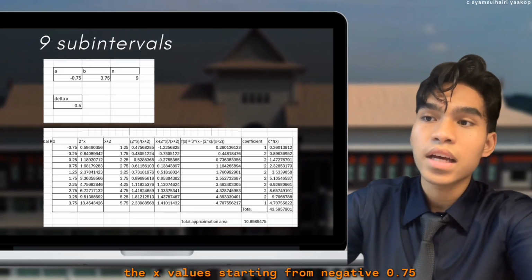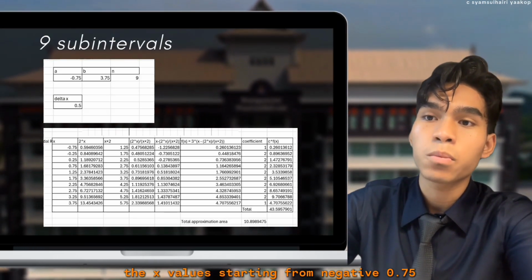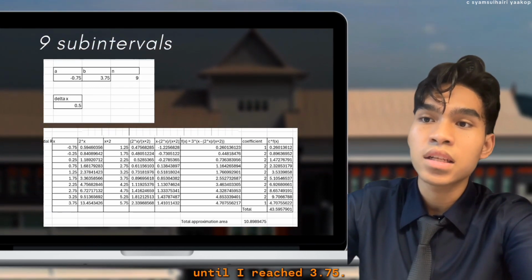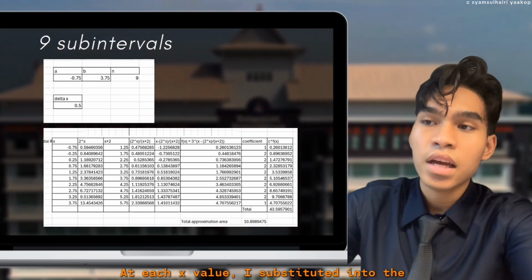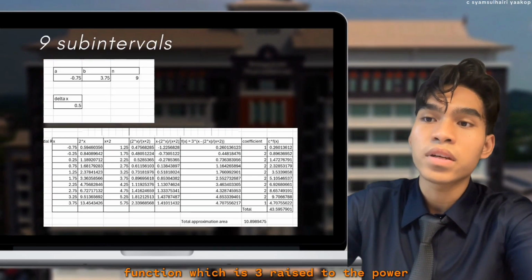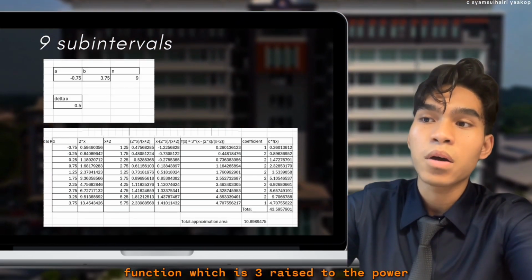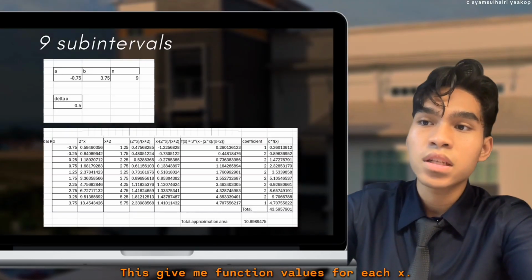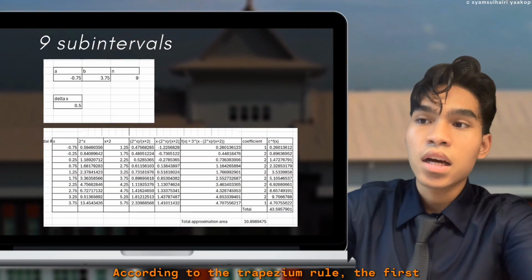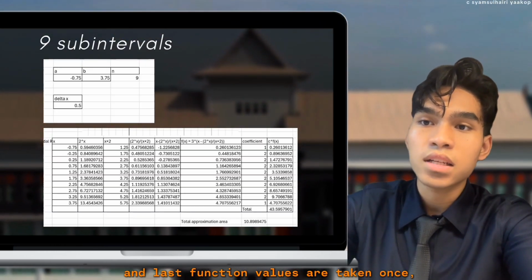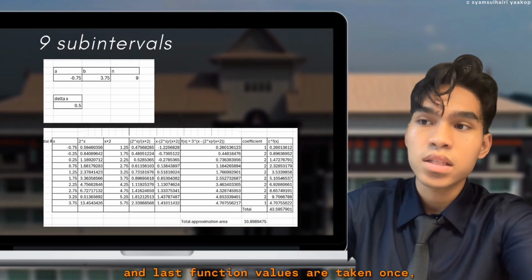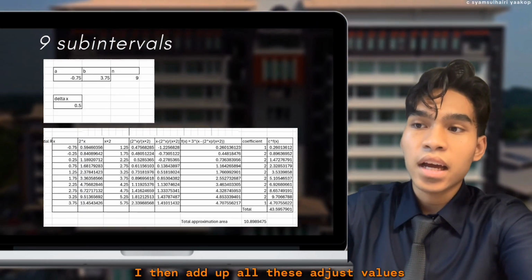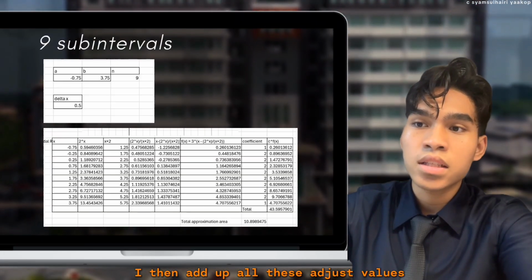Next, I list all the x values starting from -0.75, increasing by 0.5 each time until I reach 3.75. At each x value, I substitute into the function, which is 3 raised to the power of 2 to the x divided by x plus 2. This gives me the function values for each x. According to the trapezium rule, the first and last function values are taken once, and all the middle function values are multiplied by 2. I then add up all these adjusted values.